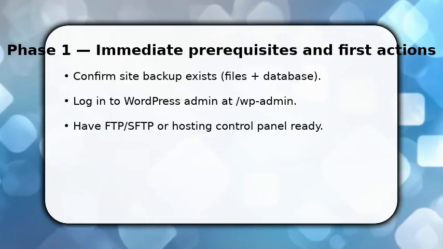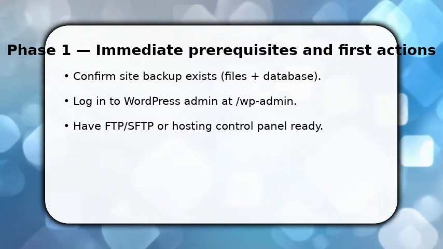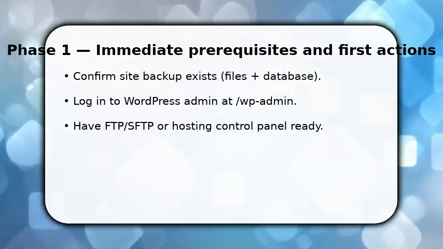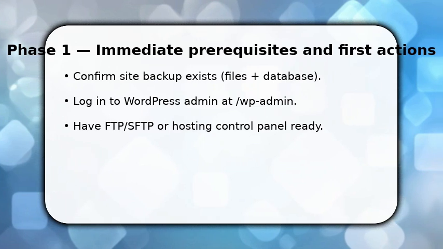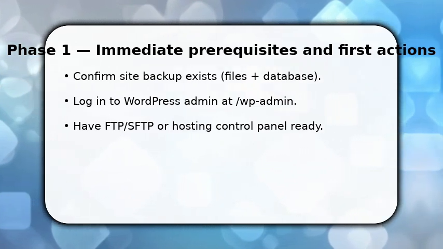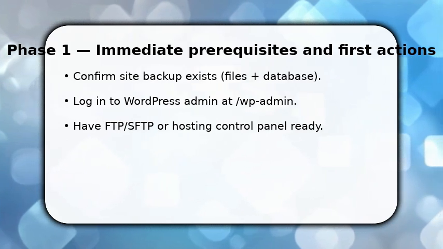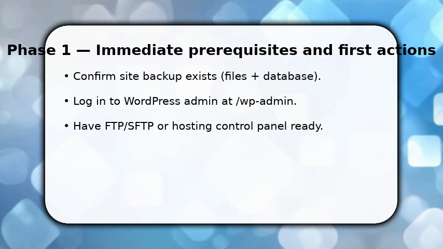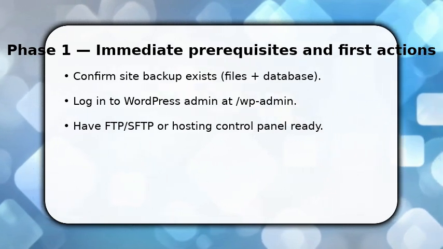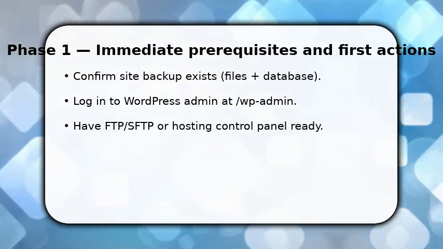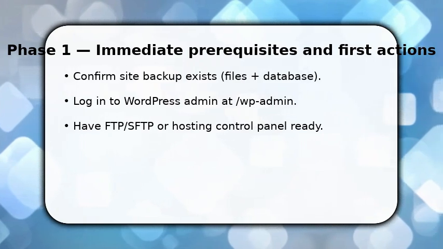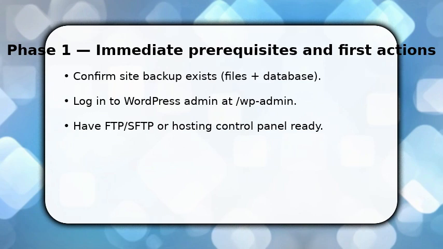You start with essentials: a recent backup of files and the database, and access to your hosting or FTP. Once done, log into /wp-admin and open Settings, right arrow, General. Make sure both the WordPress Address (URL) and Site Address (URL) fields are visible. You will edit them. If you cannot access admin, connect via FTP now and be ready to edit wp-config.php or functions.php.